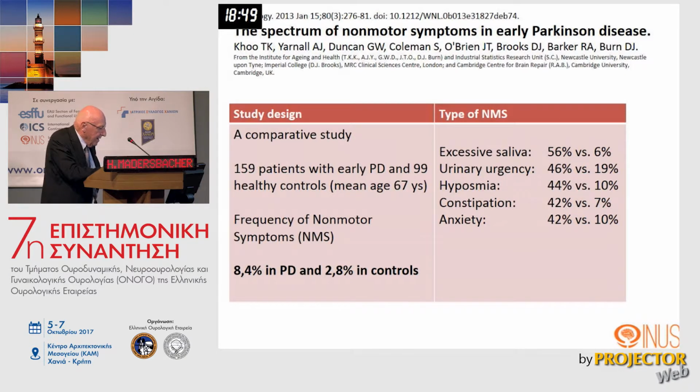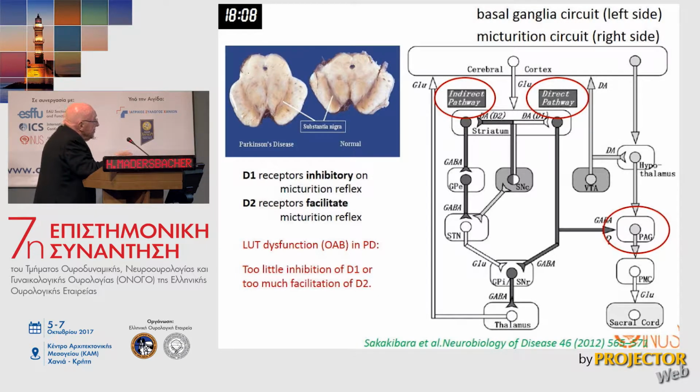In a comparative study between healthy controls and early PD, it was shown that these are the most frequent non-motor symptoms: excessive saliva, hyposmia, constipation, anxiety, and I come back to urinary urgency in a moment. So we should not always think only of motor symptoms, but these are the early symptoms, and you have to evaluate this if a patient comes with LUTs where you suspect maybe a neurological background in regards to Parkinson.